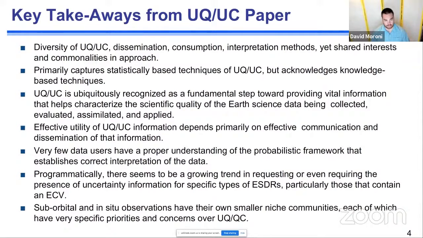And also that UQUC is ubiquitously recognized as a fundamental step toward providing the vital information that helps better characterize the science quality of the data that is collected, evaluated, assimilated, and ultimately applied in the end user perspective. So the other thing here is the ultimate utilization of this information. We found ultimately depends on the effective communication and dissemination of that information. Very few users, we discovered, have a proper understanding of the probabilistic framework.